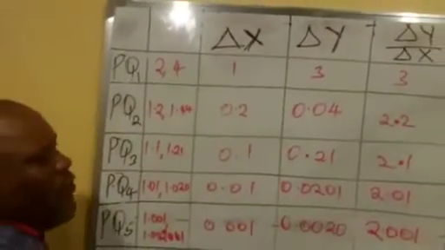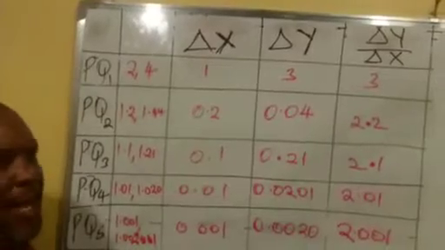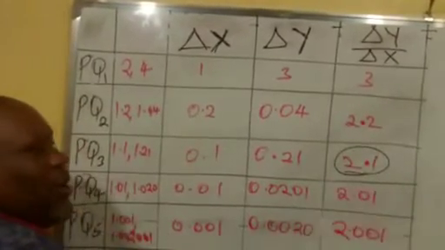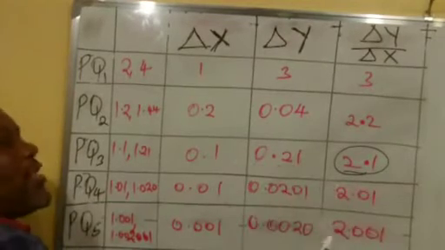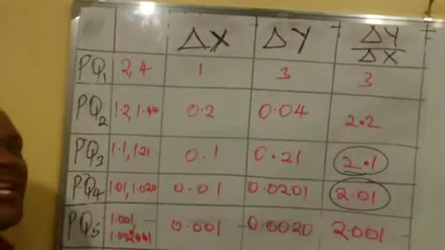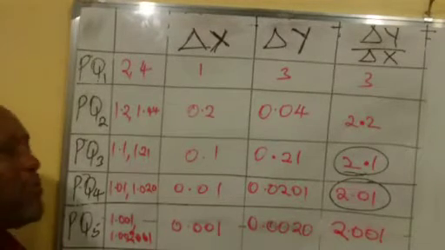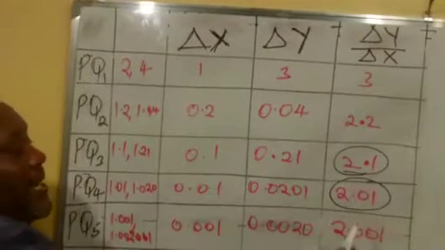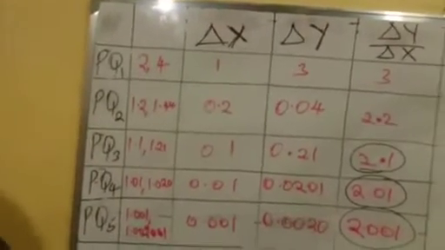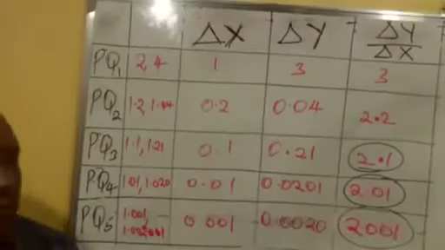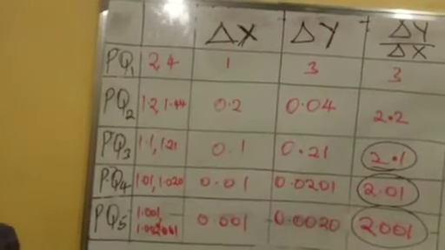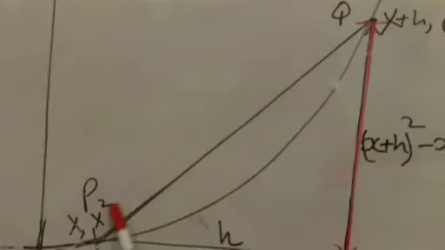What are we looking at here? As we are moving closer to P, the gradient has come to 2.1. Then as we move closer to P, the gradient is becoming closer to 2, because this one is 2.01, and as we move even closer to that point, it will be 2.001. So as we move towards P, the gradient of our curve is becoming constant, approaching 2.